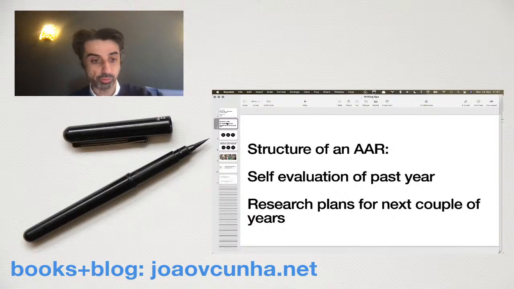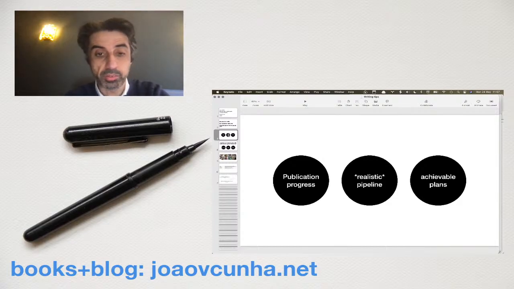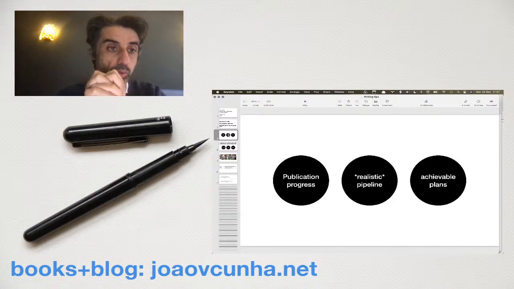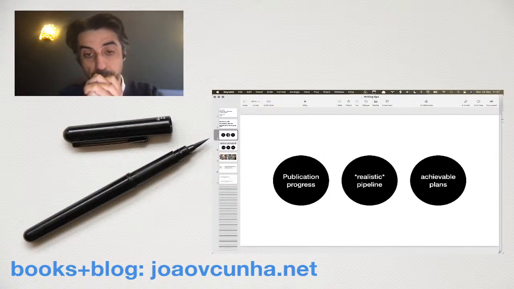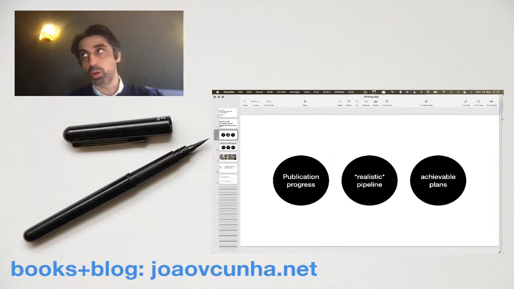And then you have your research plans for the next couple of years. Now, what is important to realize is that the people evaluating this are seasoned researchers themselves, and, although there may be exceptions, people that have been managing faculty for a while. So, what do you want to put in your research plan for the next couple of years? The first thing that you want to put is publication progress. You want to say, this is what I have accomplished in my pipeline this year.